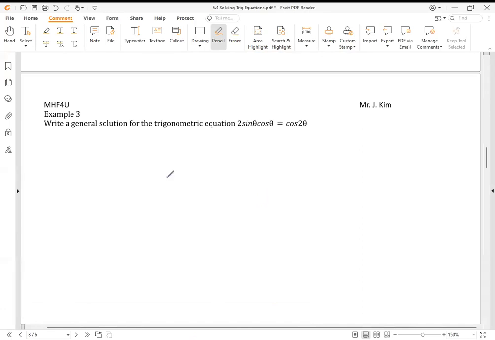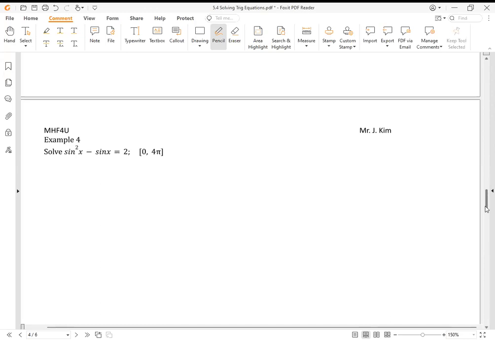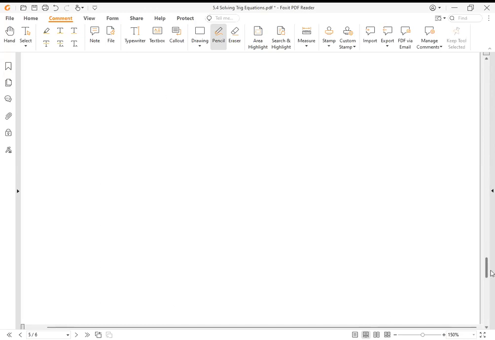Example 3, write a general solution for the trig equation 2 sine cos equals cos 2 theta. Okay. Let's leave examples 4, 5, 6 for another day so that we have some time for the assignment. As I said before, sometimes it gets hard because I force factoring and stuff. We'll leave that for tomorrow, okay? This will be my last example for today. Write a general solution for the trig equation 2 sine theta cos theta equals cos 2 theta.